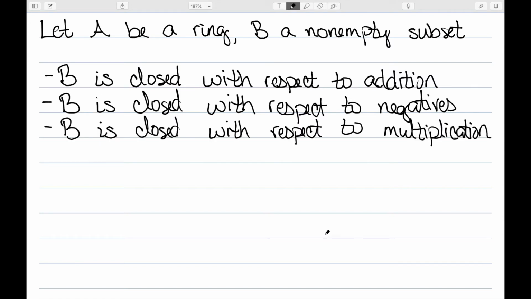For rings, I also need B to be closed with respect to multiplication. So if I have two elements in B, their product is also in B. And if all of these things are satisfied, we say B is a subring of A. Let's look at some examples of this.